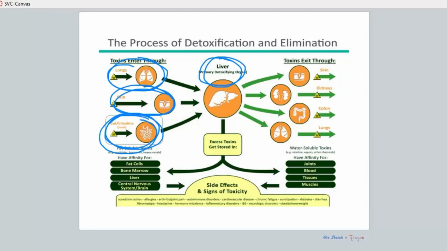And then, we want to get rid of these parts. So how can we get rid of these parts? Well, they can exit the body through the skin. We can sweat them out and whatnot. They can exit through the kidneys, more specifically through the urine. They can go out through the colon, more specifically through the feces, or they can go out through the lungs. We can breathe them out. So those are some side notes about the liver, just because the liver does so many things. But that's good.